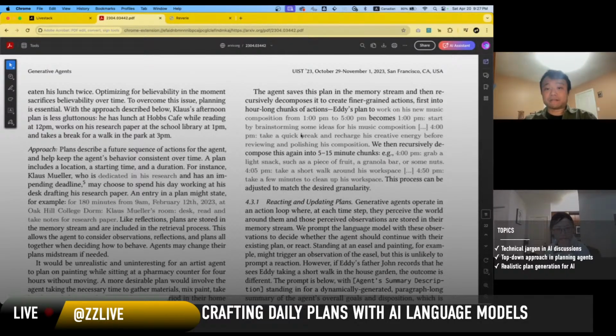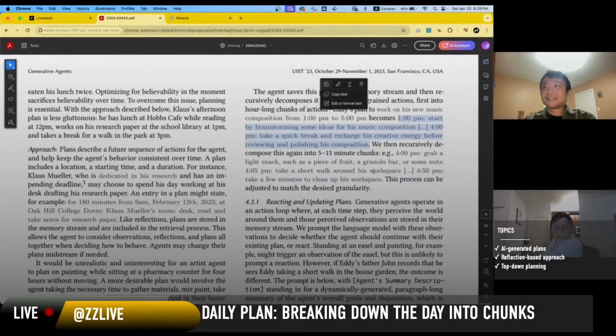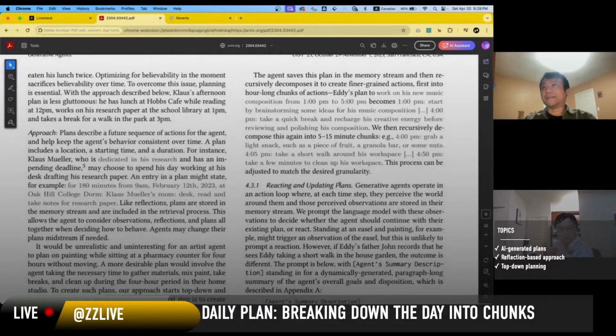First, into hour-long chunks of action. Lin's plan to work on his music composition becomes 1 p.m., start by brainstorming. Come on, this is so GPT. We then recursively decompose this again into 5 to 15-minute chunks. That's a lot of recursion. This process can be adjusted to match the desired granularity.